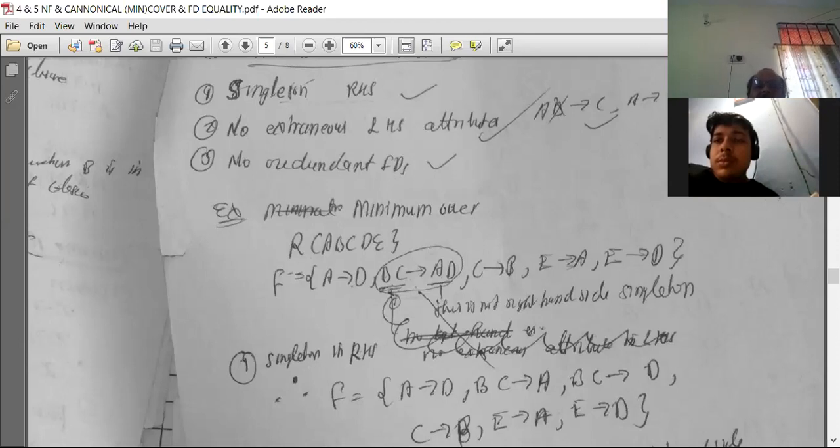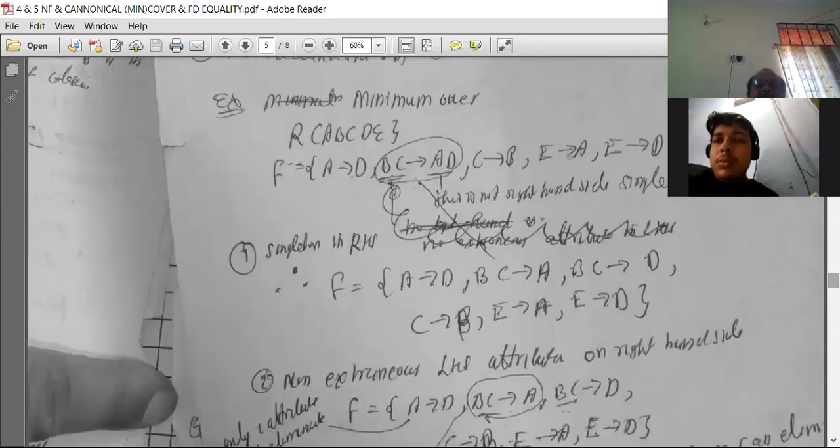In the first condition, suppose this table is given to us. This is our question: R, A, B, C, D, E, and these are the functional dependencies given to us. Now we have to find the minimal cover of this. What was our first condition? Only a single RHS must be there. So we use the first condition, singleton in RHS, that means a single attribute on the right hand side.